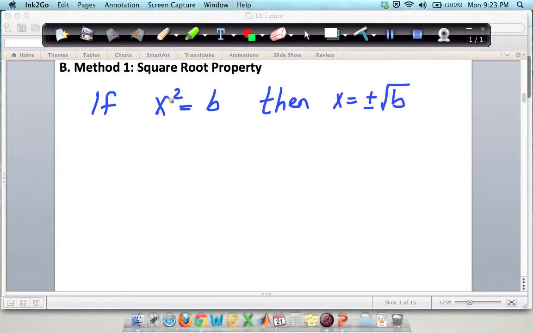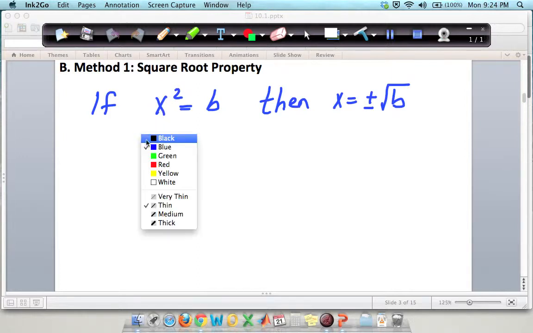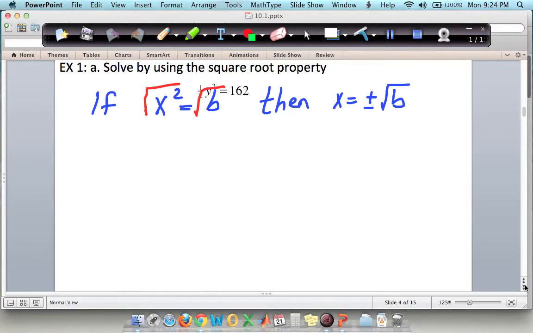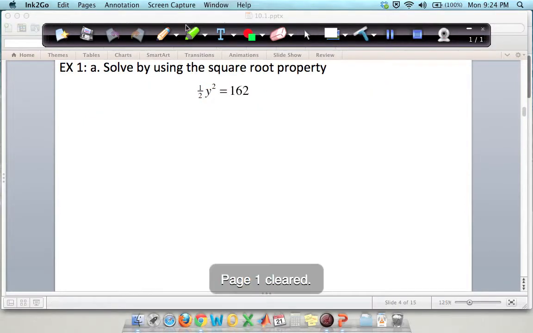So if you have some term by itself, raised to the second power, you can take the square root of both sides and get it by itself. And so here you would take the square root of both sides and we get x equals that plus or minus square root of b. Okay, so let's practice using this.